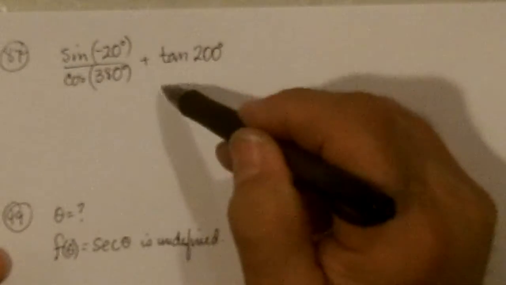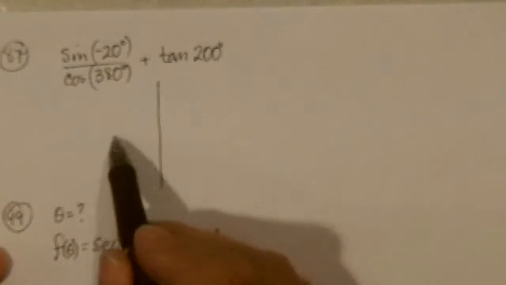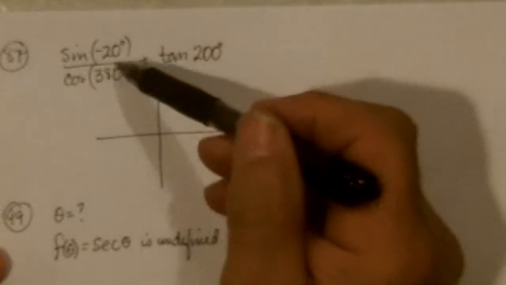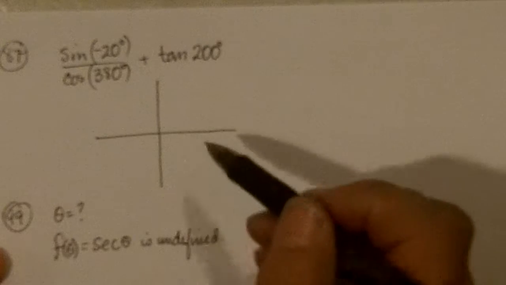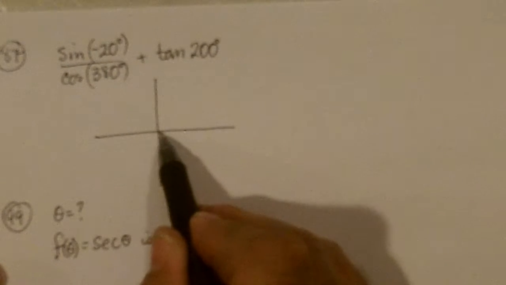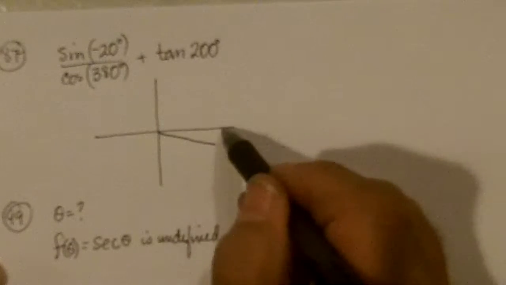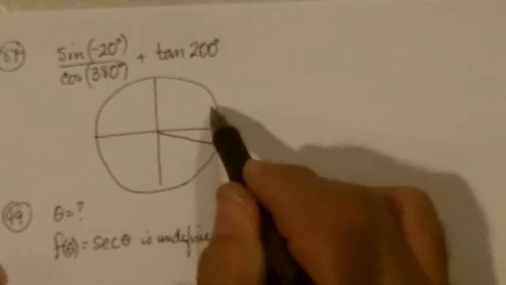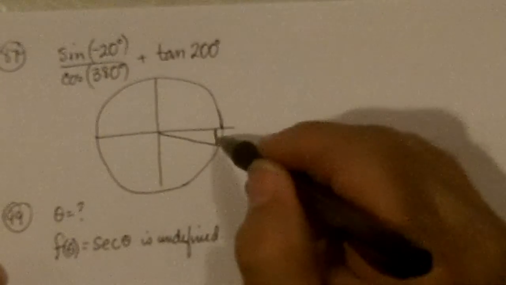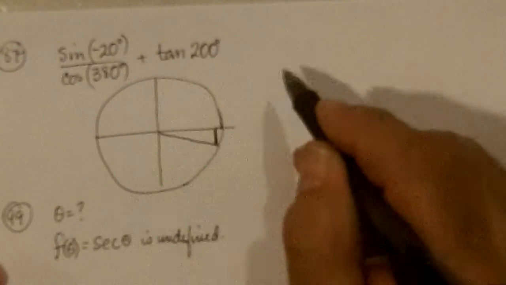Now let's do 87. And similarly, we have to do this thinking on the unit circle. So sine over cosine would be tangent, but these are weird angles. So let's see if we can figure out what's going on here. Negative 20 degrees, so that's down a little bit on the unit circle. And the sine would be this length. So there's the sine of negative 20.